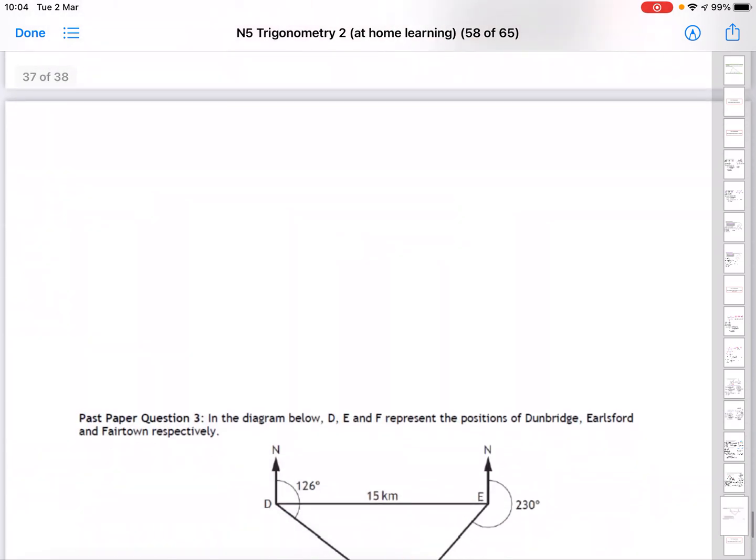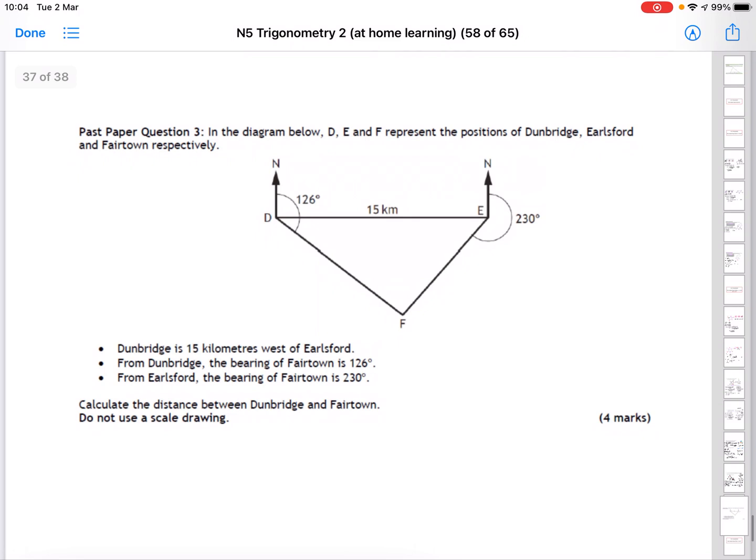Okay, the last past paper question in your notes has some bearings involved. So here we have in the diagram below, D, E and F represent the positions of Dunbridge, Earlsford and Fairtown respectively. You're then told that Dunbridge is 15 kilometres west of Earlsford.